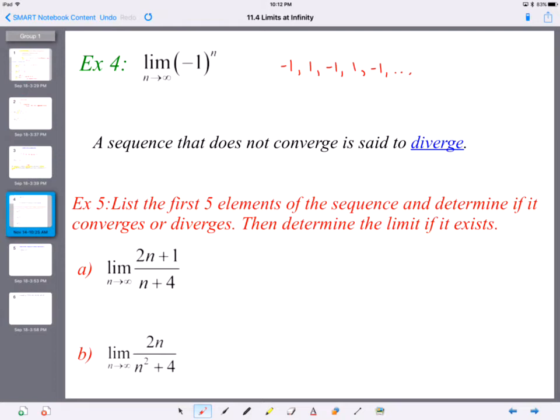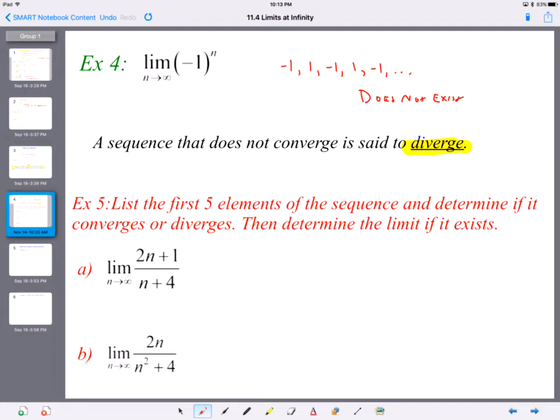So what's happening here? Well, nothing. It's not converging to anything. It's just jumping back and forth. So the limit on this one does not exist. And it doesn't exist because the sequence does not converge, it diverges. It doesn't approach anything. In this case it's just jumping back and forth between 1 and -1.